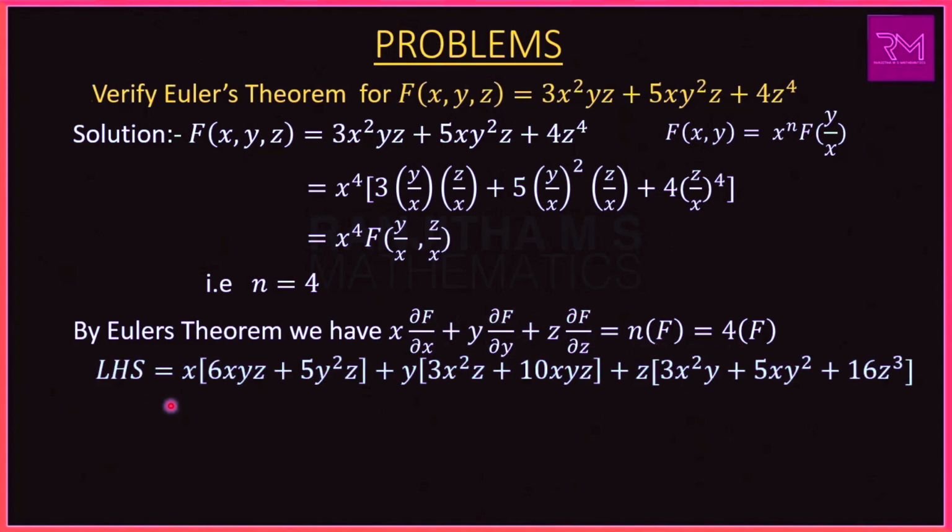Take the LHS of the equation. LHS is equal to x into del f by del x, which means we have to differentiate f partially with respect to x. We get del f by del x, the partial differentiation of f with respect to x, as 3 into the differentiation of x square, which is 2x. So we get 2 into 3 is 6x into yz, where yz is constant, take as it is, plus the differentiation of x is 1, so the remaining is 5y square z.